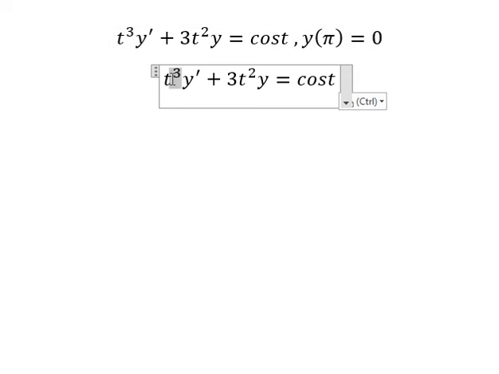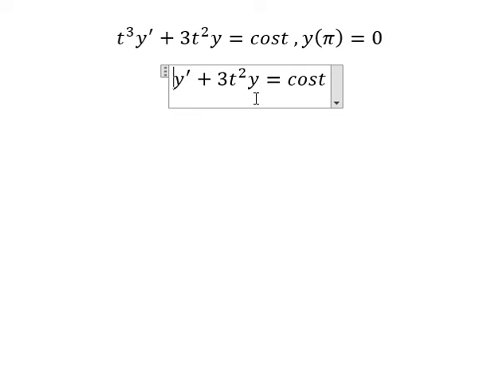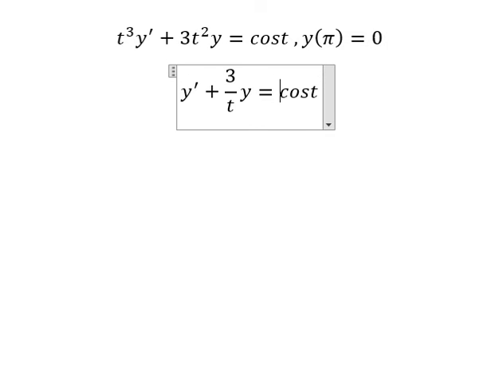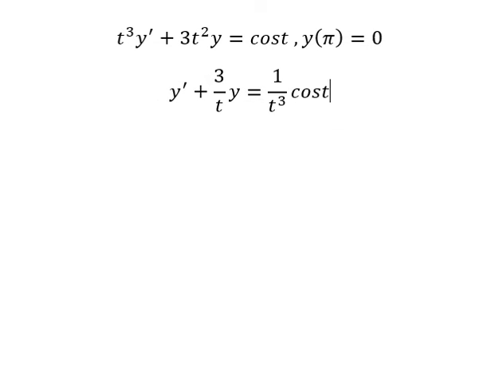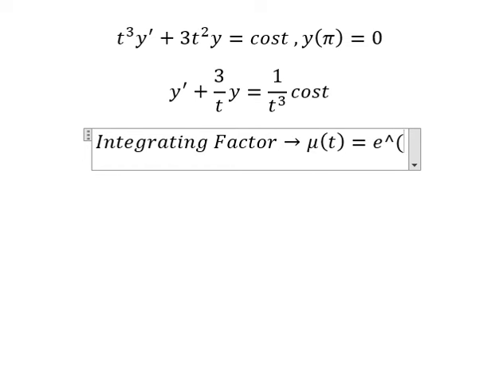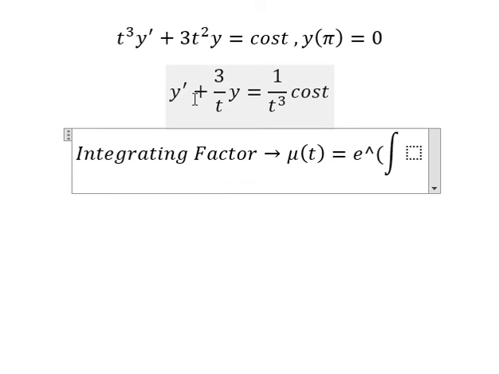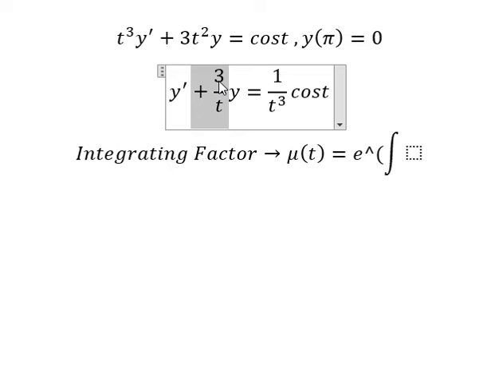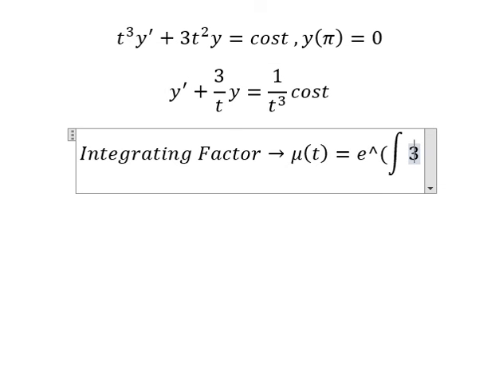We need to divide both sides by t to the power of 3. So we see that we have y and the first derivative of y, so we can use an integrating factor. So we need to find mu of t equals e to the power of the integration. So we see that positive 3 over t next to y is the integrating factor.